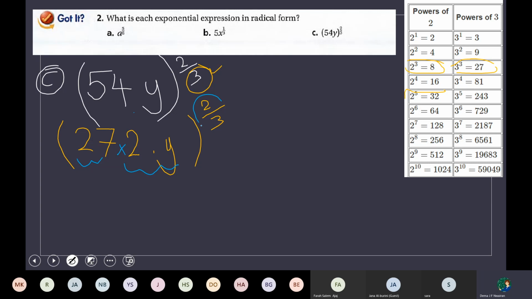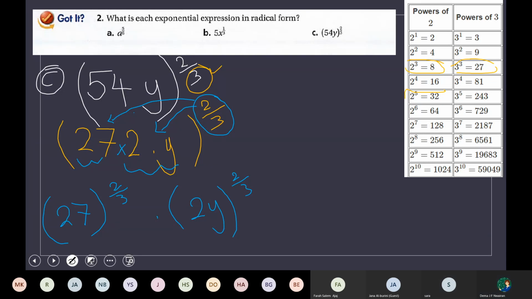So now I will distribute it: 27 raised to the power 2 over 3 and 2y raised to the power 2 over 3. Is it clear now? Teacher, how did you get the 27?